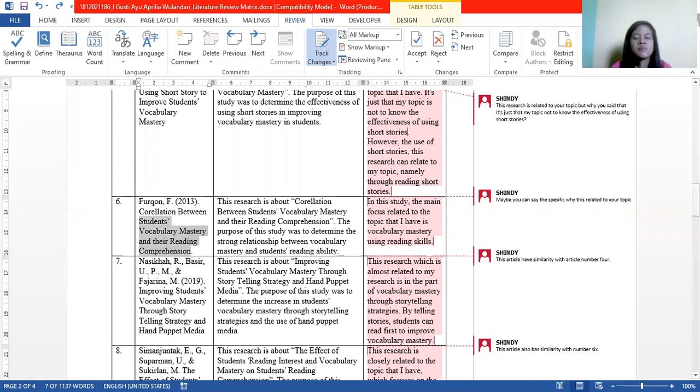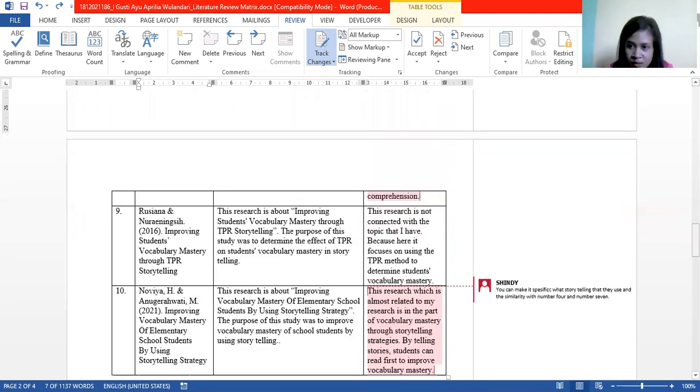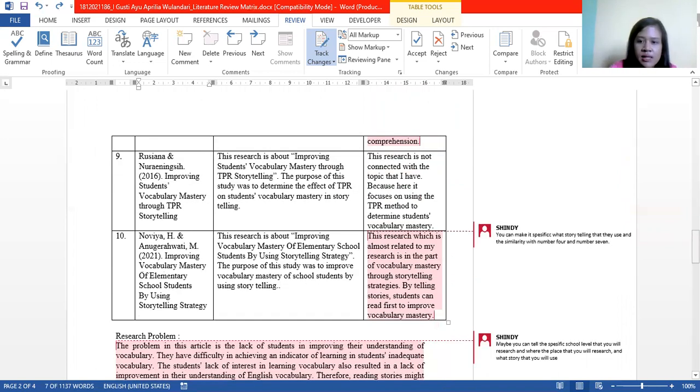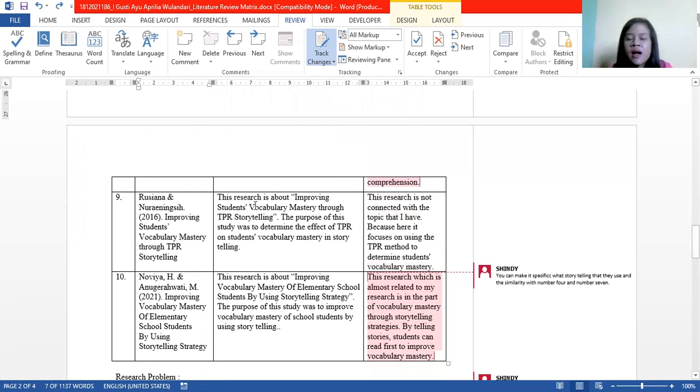You can make your research strong with this theory, and then you can put it in your research so that your research will be strong. And for the 9th, I will not give a comment because this is already complete, because you said that this is not connected with your research.